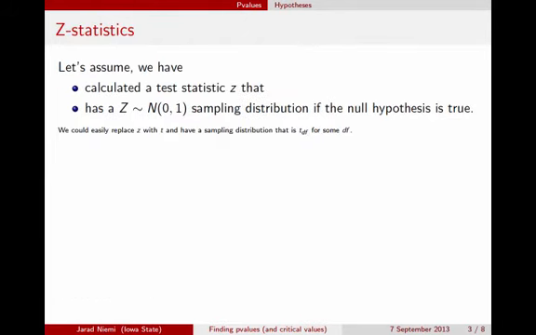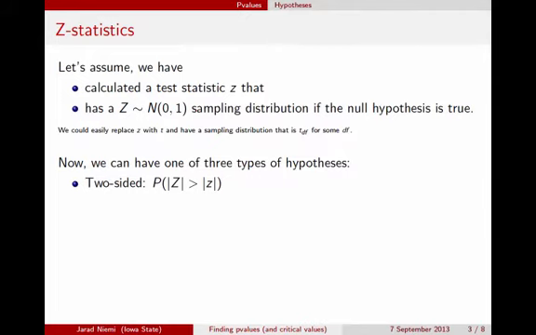We're going to be assuming for this slide that we have z-statistics, but we could easily be talking about t-statistics or t-scores as well. Right now, let's assume that we have a test statistic, lowercase z, and that test statistic has a standard normal sampling distribution if the null hypothesis is true. A standard normal sampling distribution is a normal distribution with mean 0 and variance 1.